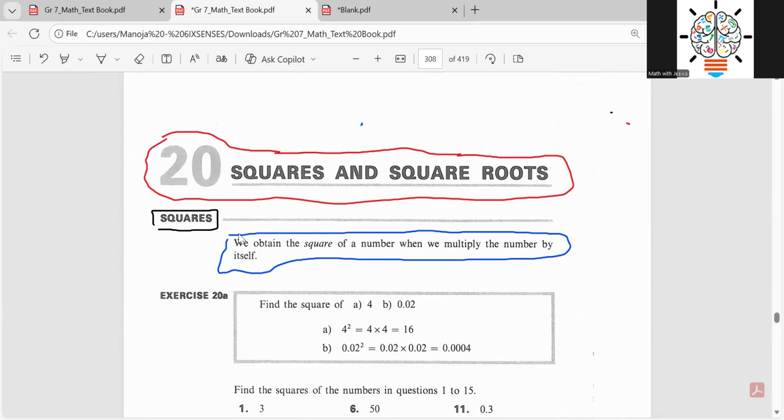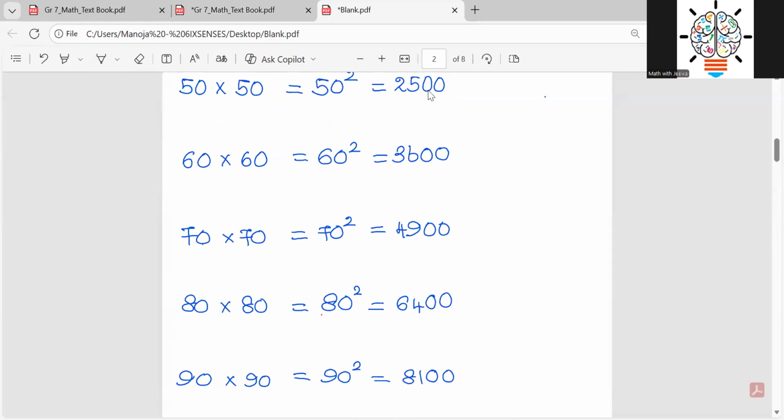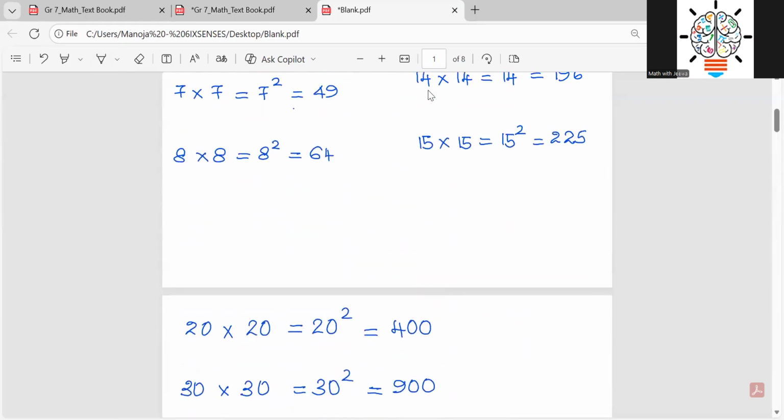You know what the tips and what the hints are that you should follow when you have a question related to squares.